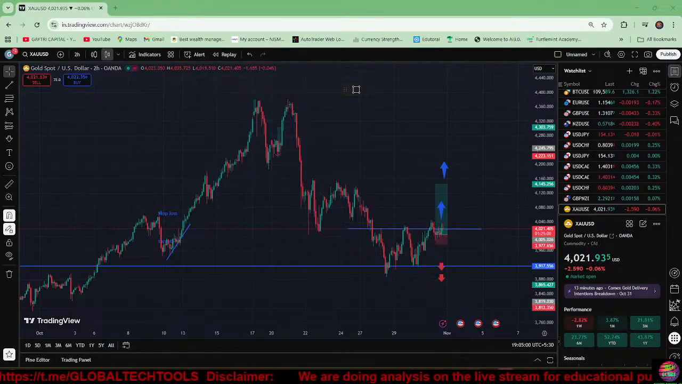Not this zone right here in between. This is not market structure.